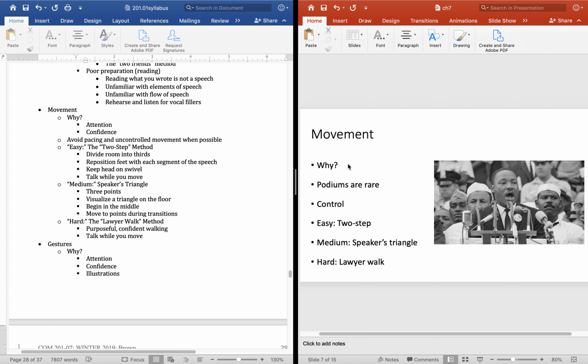Now, what you see there next on the PowerPoint anyway, are podiums are rare. And they are. You see the picture there of Dr. King at the I Have a Dream speech, the March on Washington speech. And he couldn't move because he is behind those microphones. And if he moved, no one would be able to hear his message. That's not likely to happen with you.